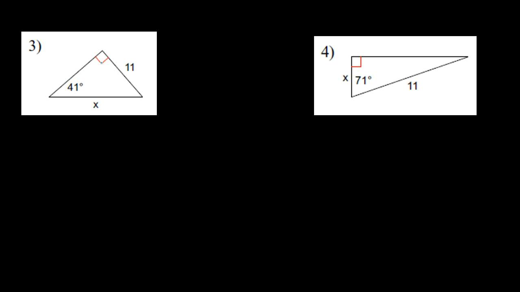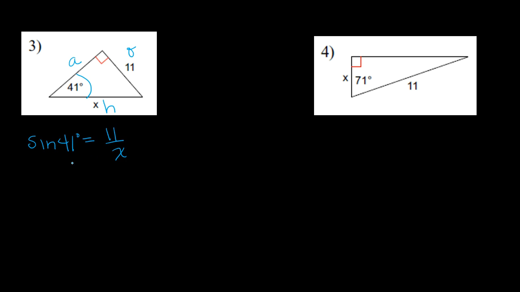Number 3, x is our hypotenuse. Oh, here's our reference angle. So this time we do know the opposite length. We don't know the adjacent, nothing's given. So we're trying to find the hypotenuse. So we need to use the opposite and the hypotenuse. So that's sine. So the sine of 41 degrees is equal to opposite over hypotenuse.